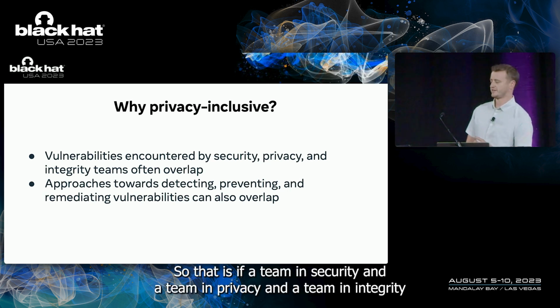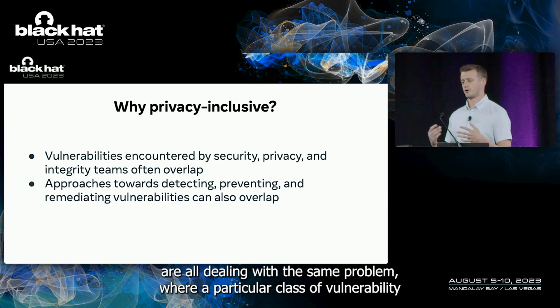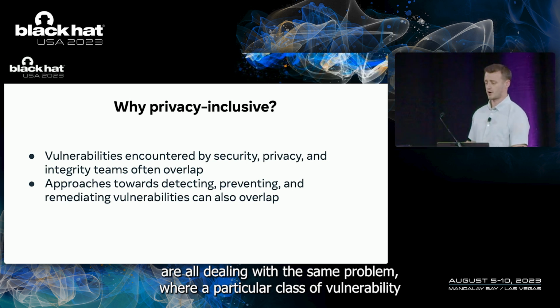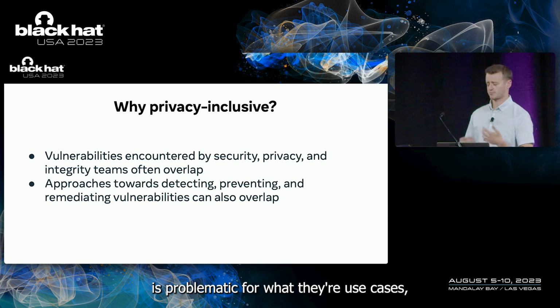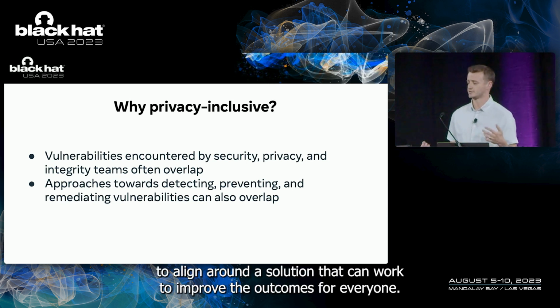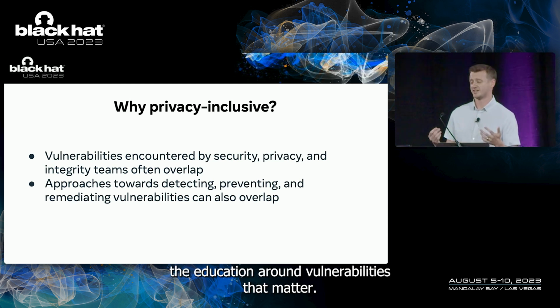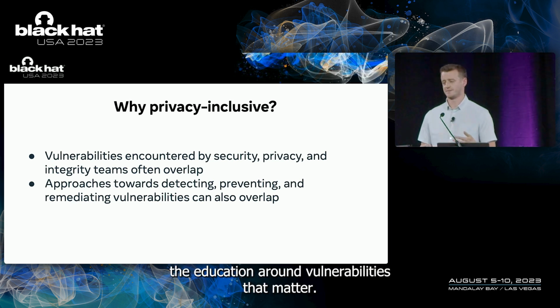So that is, if a team in security and a team in privacy and a team in integrity are all dealing with the same problem where a particular class of vulnerability is problematic for what their use case is, we want them to be able to track this cross-organization and be able to align around a solution that can work to improve the outcomes for everyone. Additionally, we wanted to be able to improve the education around vulnerabilities at Meta.